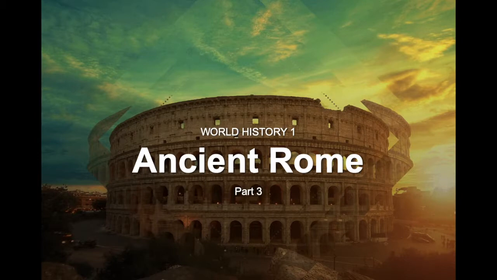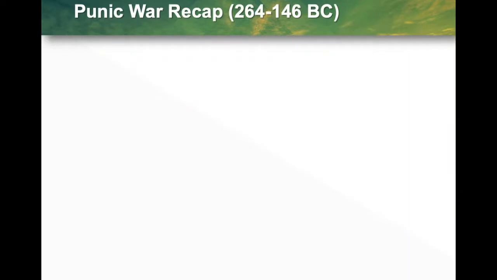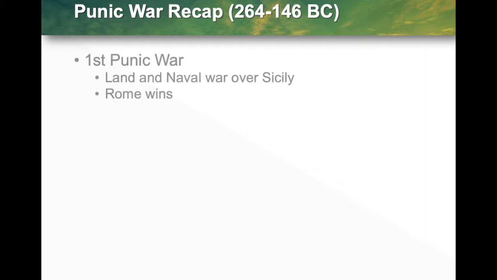Okay, class, we are going to continue now with part 3 of our Ancient Rome PowerPoint lecture. Just a recap of what we looked at last time, because this is going to set us up for this short PowerPoint. The Punic Wars, again, took place between 264 and 146 BC. The First Punic War was a land and naval war pretty much over the island of Sicily, and as we saw, Rome won that war.